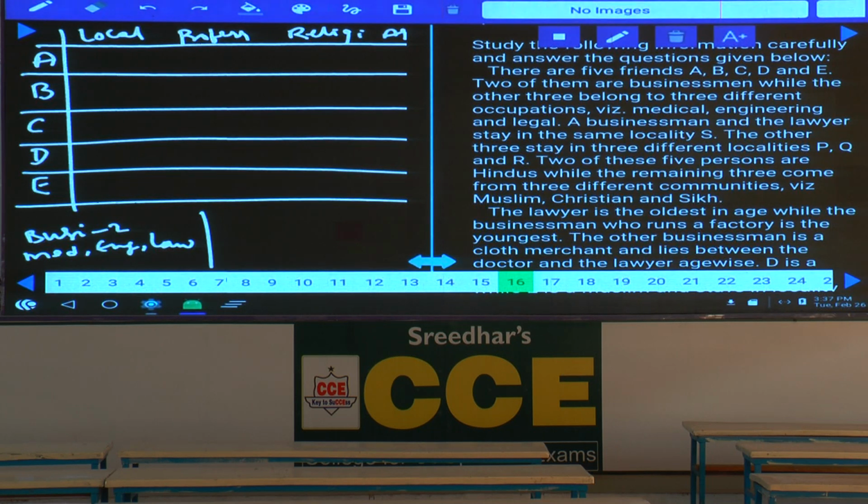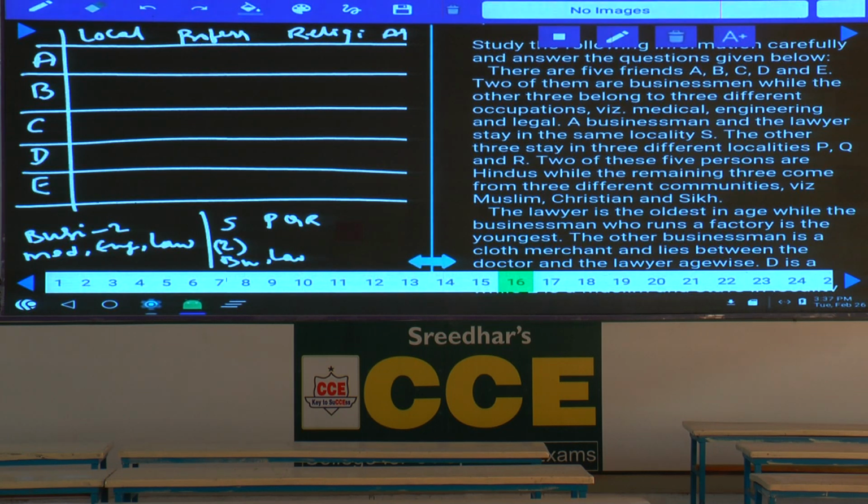And these are the 5 professions, and these 5 persons, a businessman and the lawyer stay in locality S. In locality S, there are 2 people who are staying. Who are those 2? One is a lawyer and another one is a businessman. Now business and a lawyer are in S. And the other 3 stay in different localities, P, Q, and R.